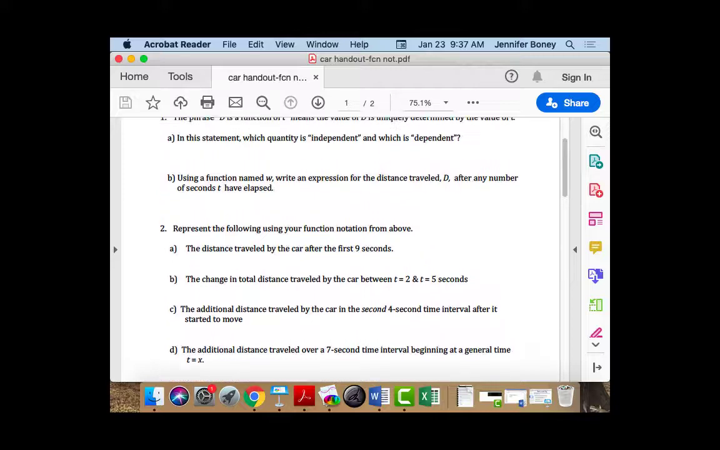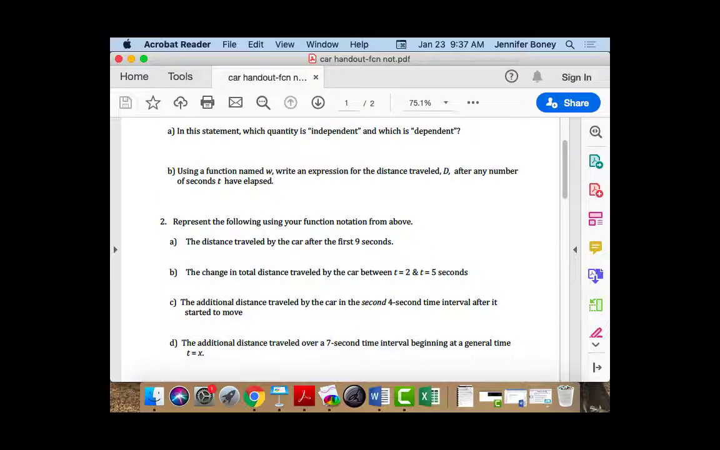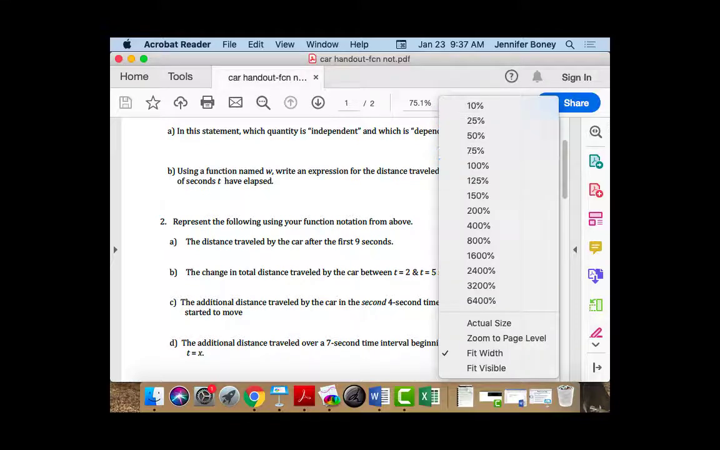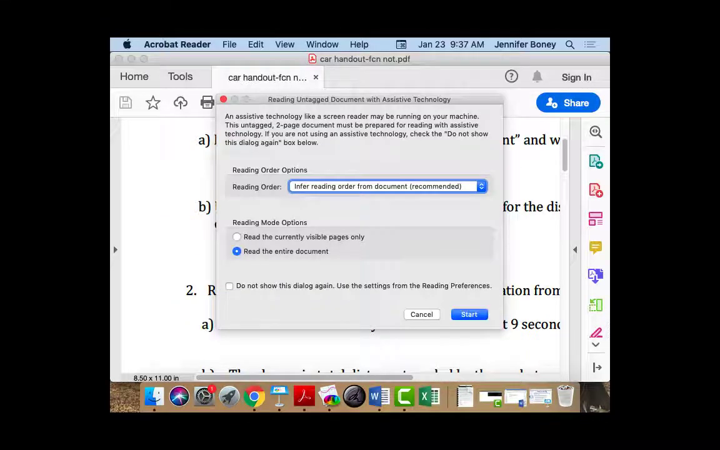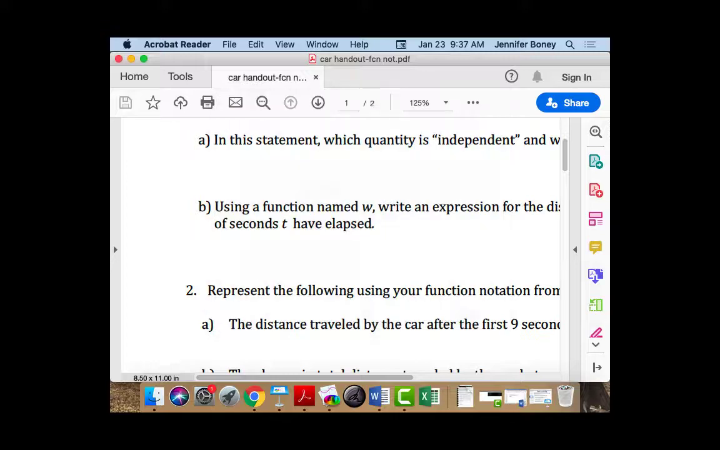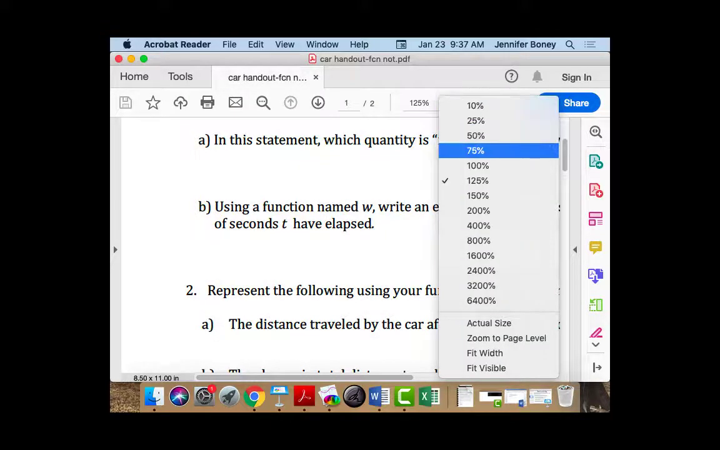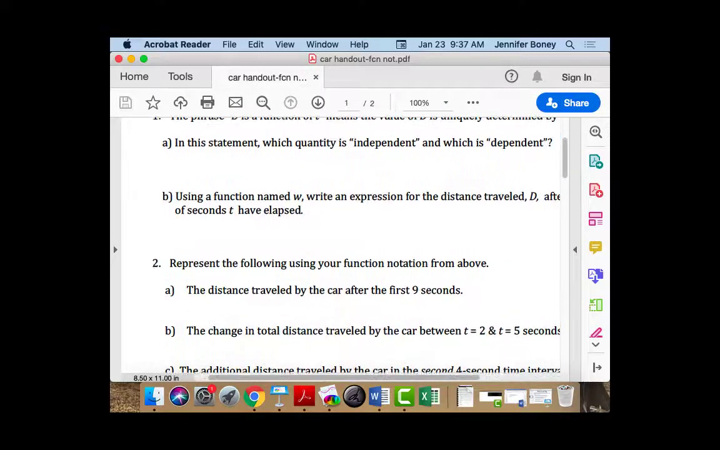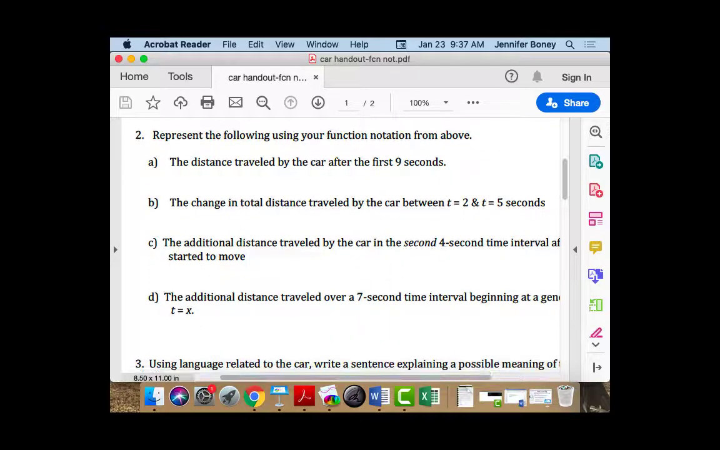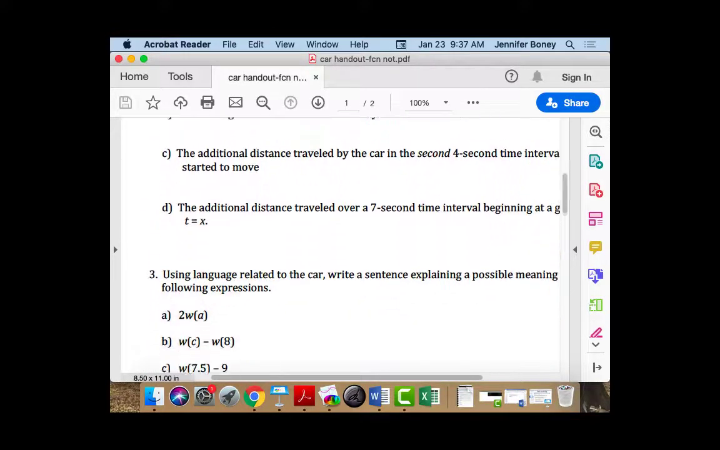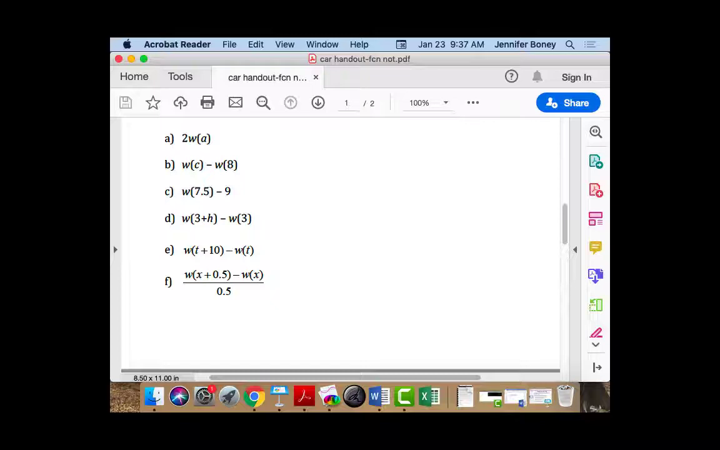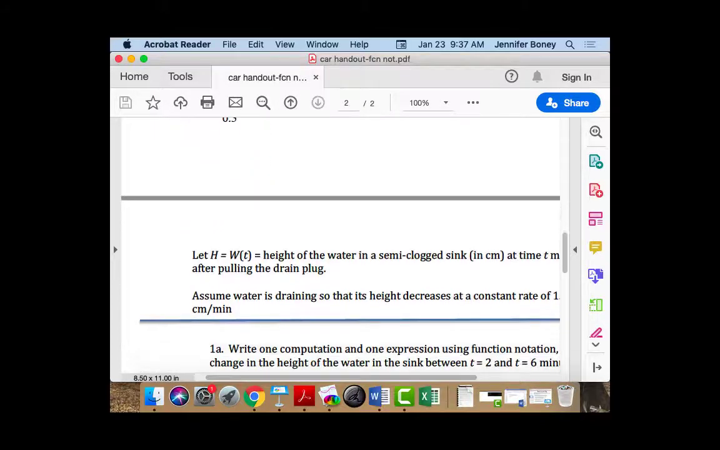This is the stuff that we talked about last time, this first page, and I'll make this larger. All right, so the distance traveled by the car between 2 and 5 seconds, a 4-second interval, and all these expressions before. I just put those on this document so you can see those.